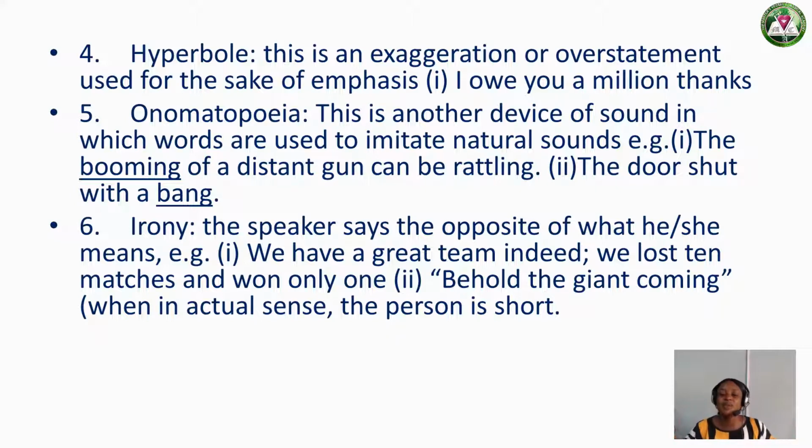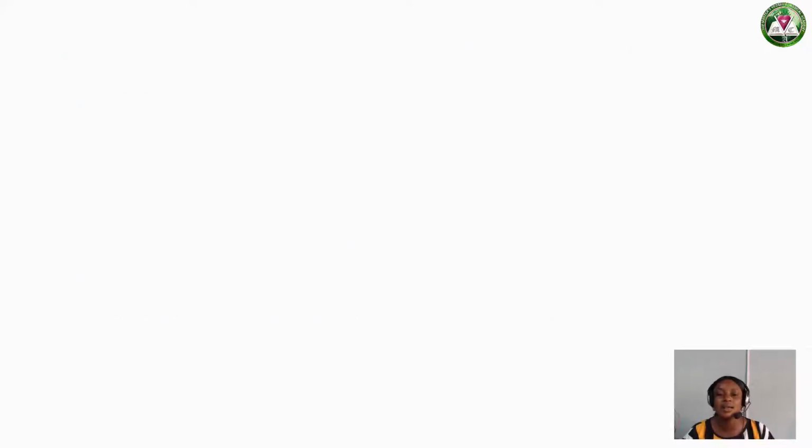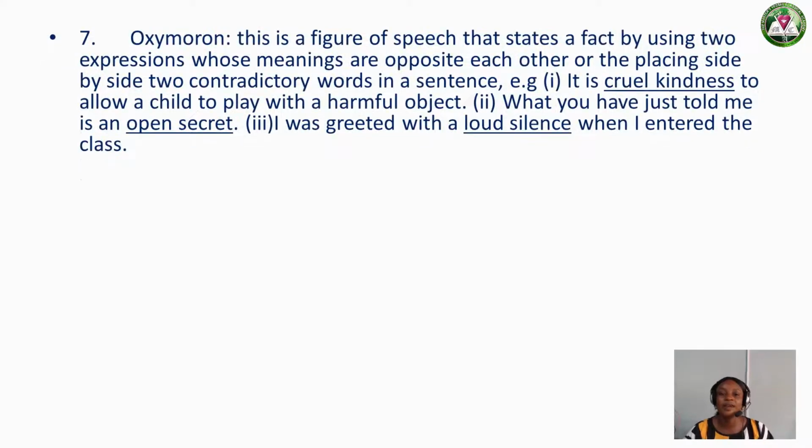Another example we have, behold the giant coming. When in actual sense, the person is short. So when you say, behold the giant is coming, the expectation is that someone tall, huge, big, is coming in, but only for you to look and behold, what you're seeing is different from what is being said. Ironical statements are usually very funny, but they have meaning in themselves. Now we have the seventh one, which is oxymoron.